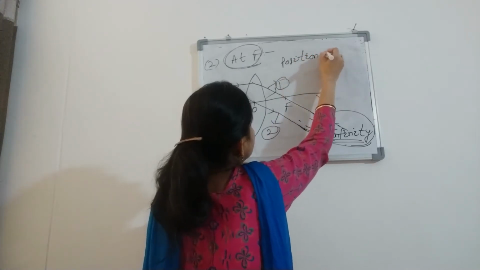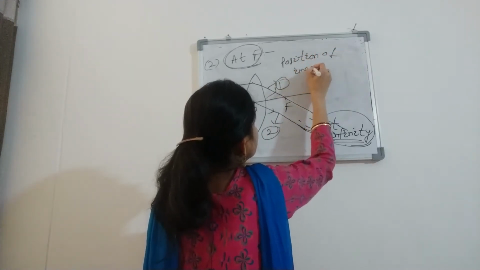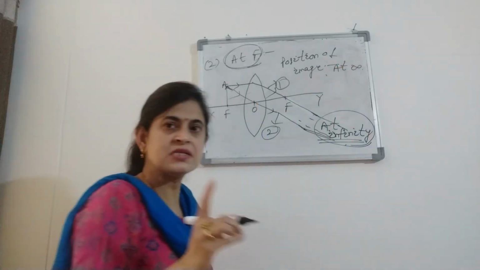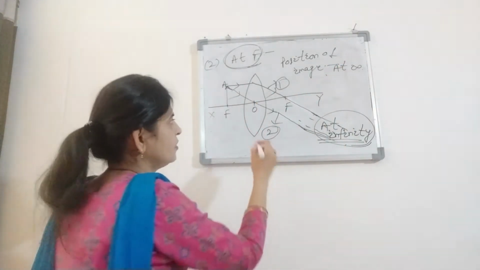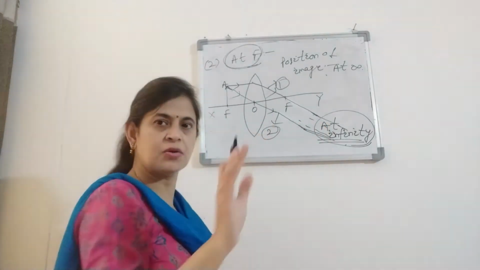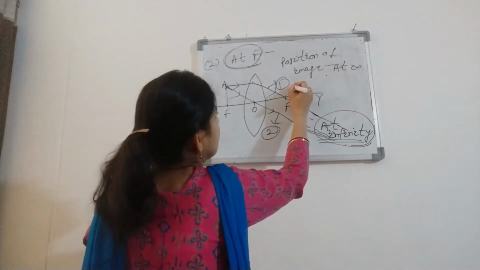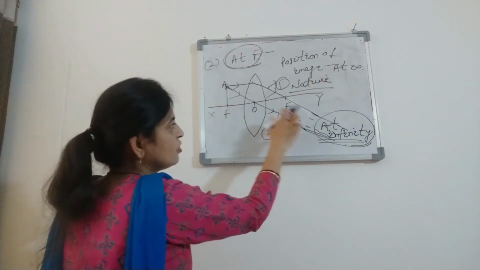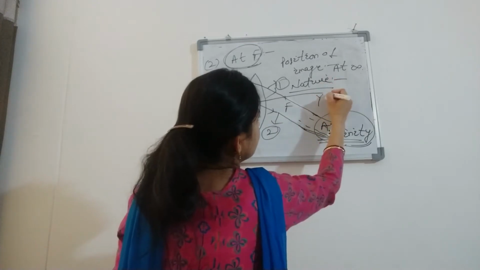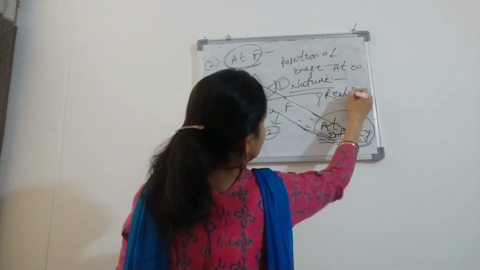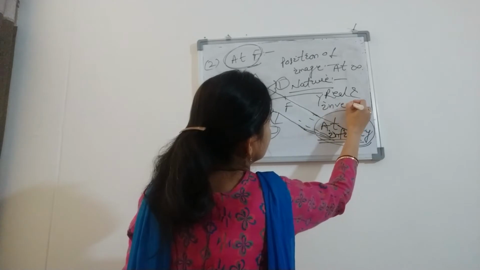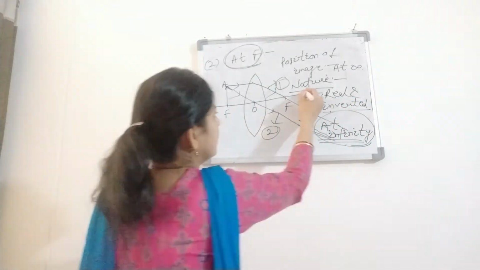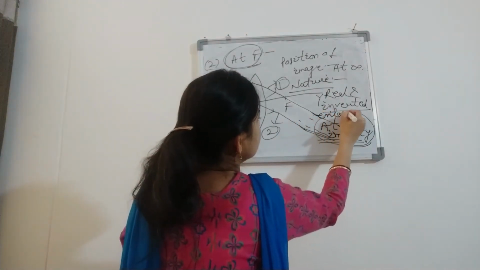So now tell me, what will be the position of the image? Position of the image, you can say, at infinity, or you can say that the image is formed on the other side of the object. And the nature of the image, other side of the object means the nature of the image will be real and inverted and enlarged also.